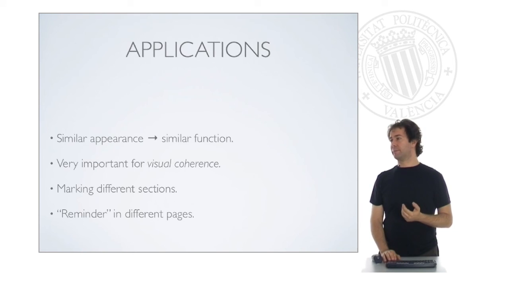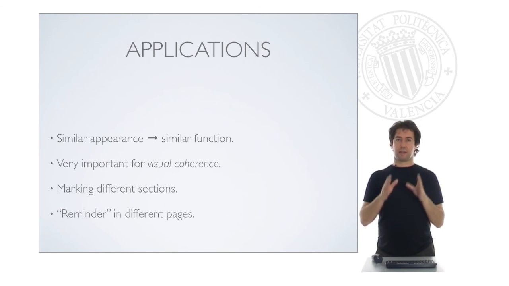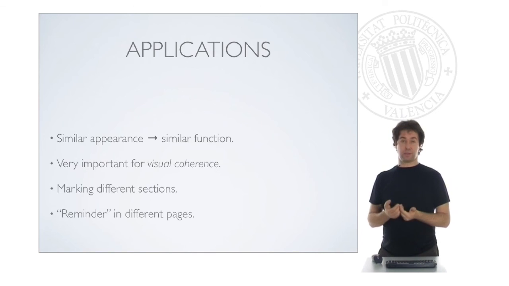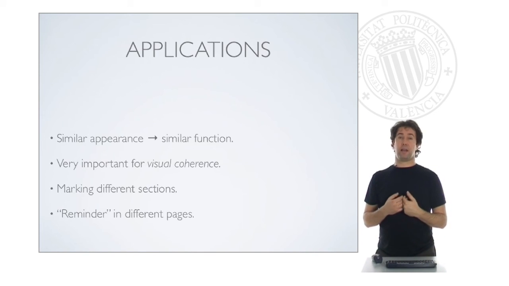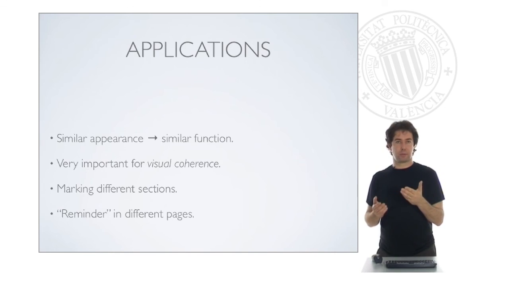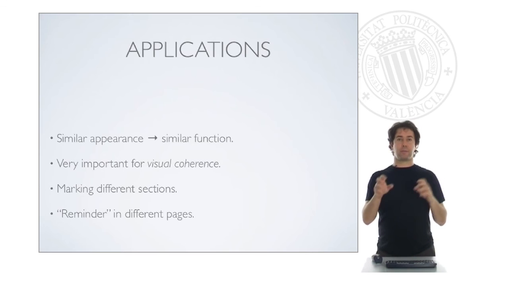Okay, so as a summary, the similarity principle, especially for websites, the main idea is that in a website, a similar appearance implies a similar function, and you have to use that as a designer for giving a visual coherence. And you can also use it as a technique for doing different things. And the examples we saw marking different sections or having a reminder between different pages so the user can remember that some particular element has some particular function.